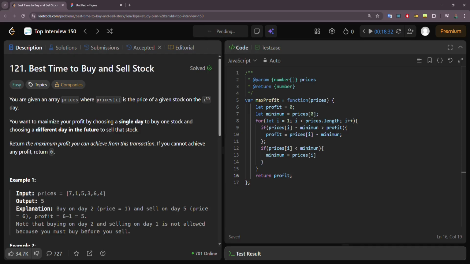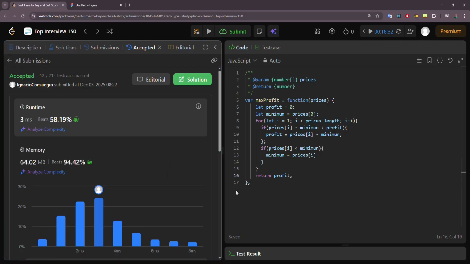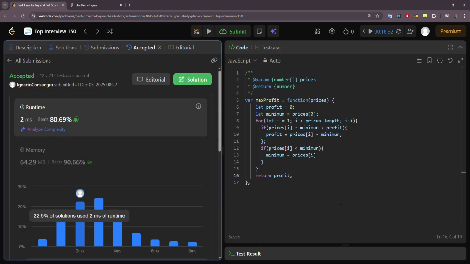And now let's submit this code. Perfect. And it runs in 3 milliseconds. But you know how it is with LeetCode. If you submit it a few more times, maybe you'll get a better result. Okay. So that's the solution for this problem.